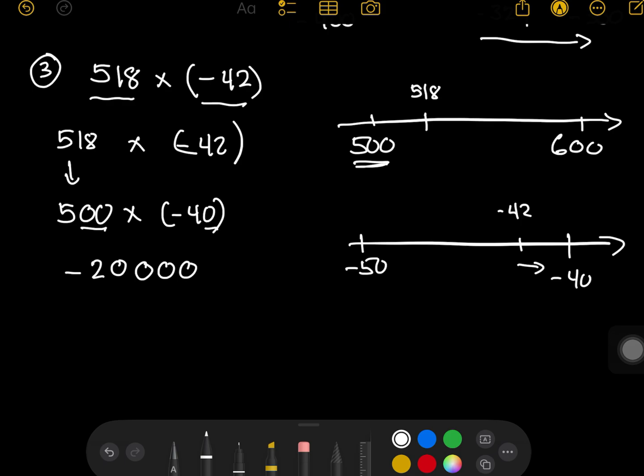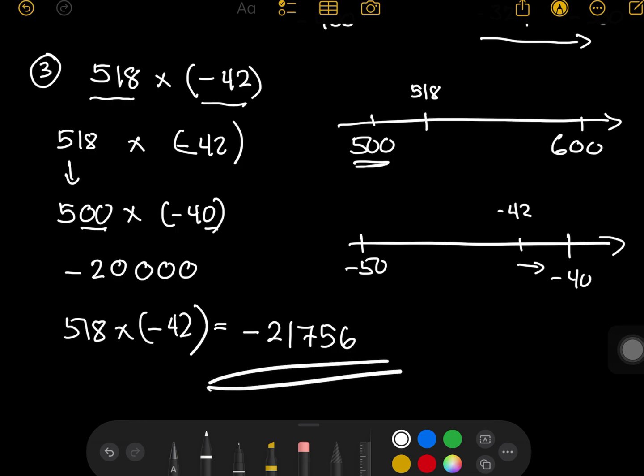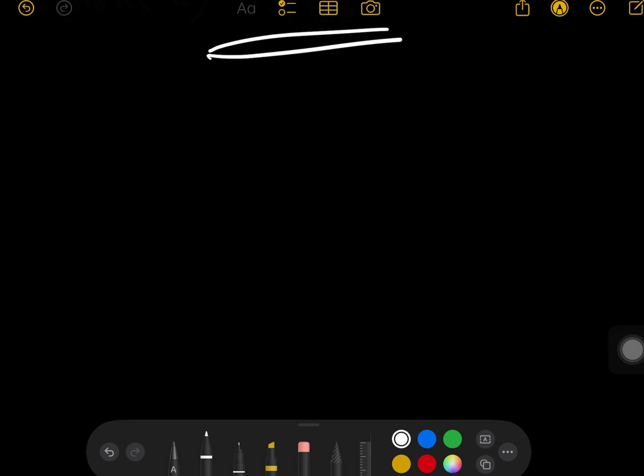That's the power of estimation. We can just approximate the value of the given numbers. While if you are looking for the exact answer, 518 times negative 42 is equal to negative 21,756. Now for the last example, let's have the division.